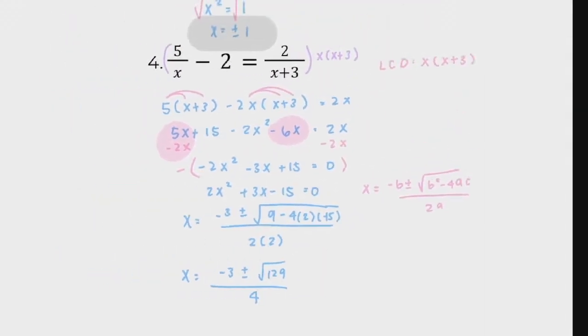And we have to check the domain. So x can't equal 0 and x plus 3 can't equal 0. So x can't equal 0 or negative 3. And since our solution is neither of those, this is going to be the final answer.